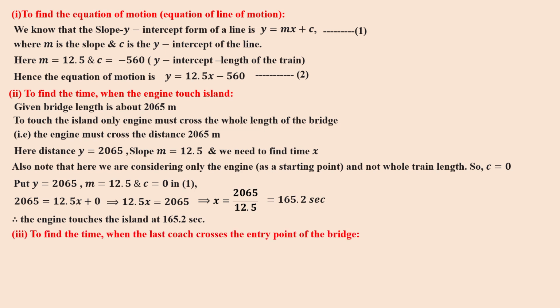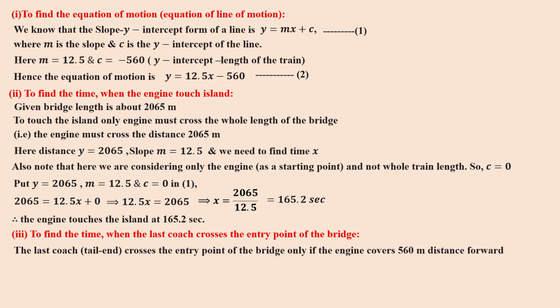Next, to find the time when the last coach crosses the entry point of the bridge. The entry point is the origin, and the engine is now at the entry point. The whole length of the train should cross the entry point, then only the last coach crosses it. The last coach, that is the tail end, crosses the entry point of the bridge only if the engine covers 560 meters forward. Here y is equal to 560 meters and slope m is equal to 12.5, and we need to find the time x.